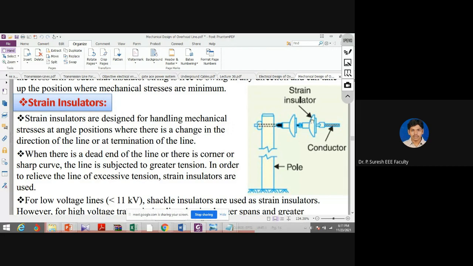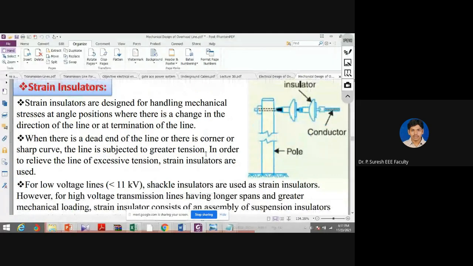So this is nothing but a horizontal arrangement of suspension insulator. Strain type insulator is nothing but a horizontal arrangement of string insulator. So if the transmission line capacity is more, we can add a number of discs. Yes or no? So this is called strain type insulator. Okay, and the next one is shackle.